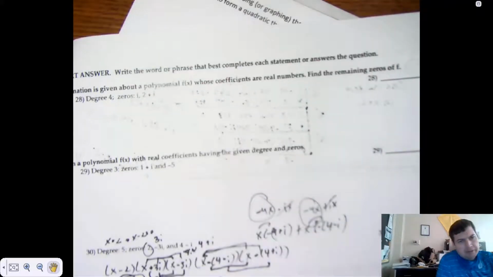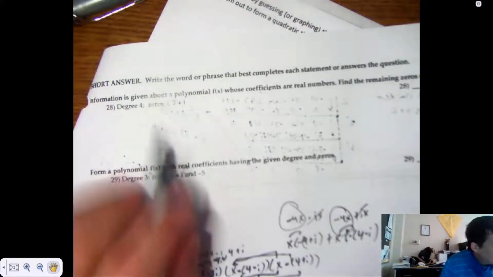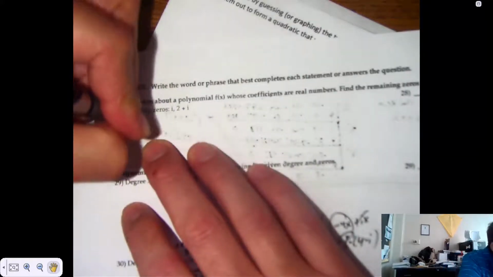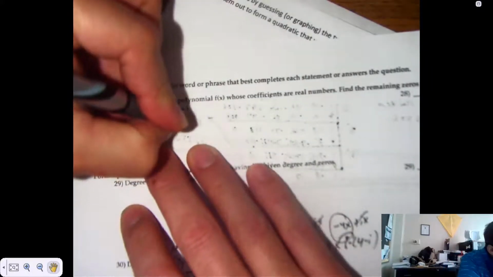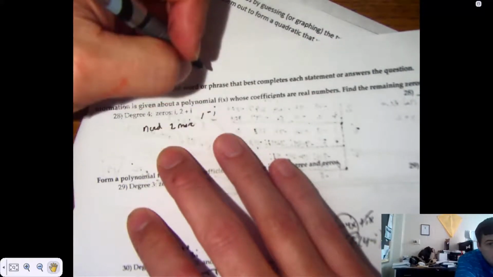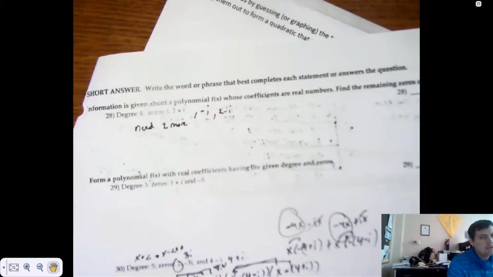28 is like a gimme question. It doesn't say form a polynomial, it just says find the remaining zeros. So you were given 2. The degree is 4, because you need two more. And if i is a 0, negative i is a 0. If 2 plus i is a 0, 2 minus i is a 0. So that's a gimme question. Those are questions you're not supposed to miss.